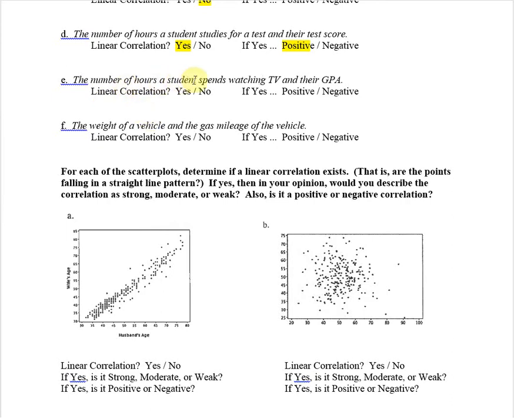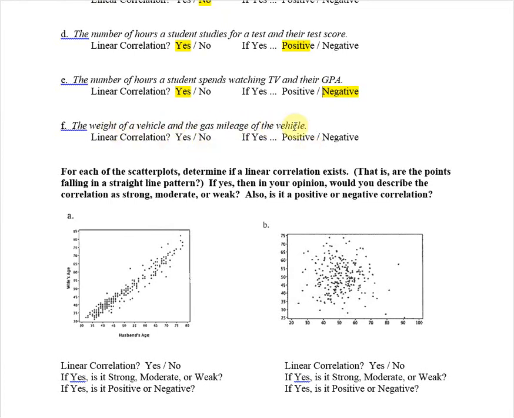Next up, let's look at the number of hours a student spends watching TV and their GPA. Now, as you look at this, if you're spending more time watching TV, you're usually spending less time studying. So, although I'm going to go ahead and say these are probably a linear relationship, it might not be, just so you know. But an increase in TV watching is probably going to decrease your GPA. These do the opposite, so I would say that this has a negative relationship overall.